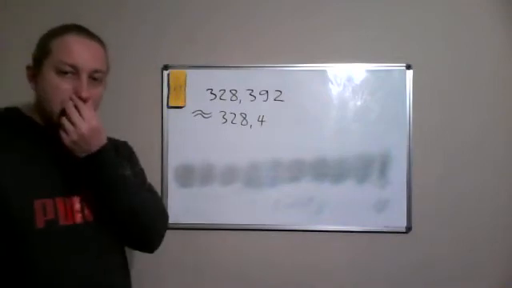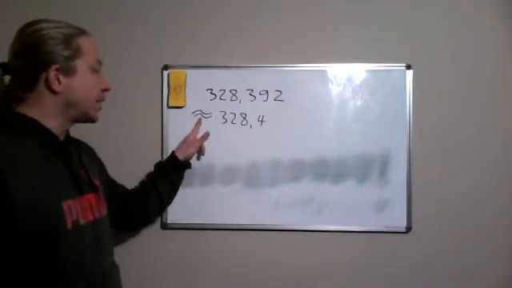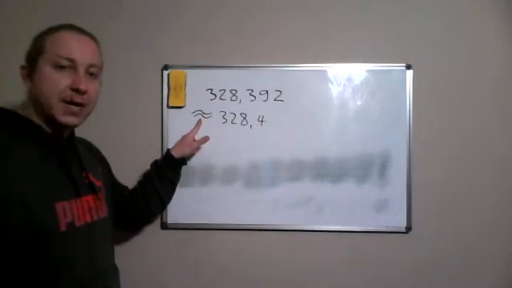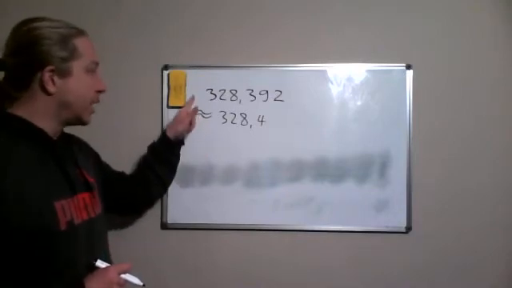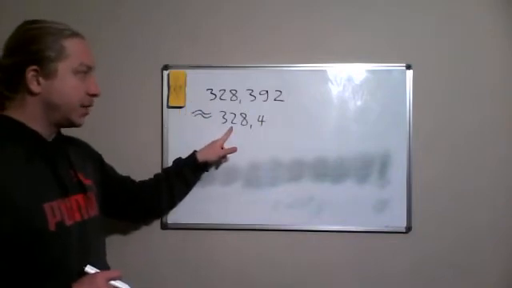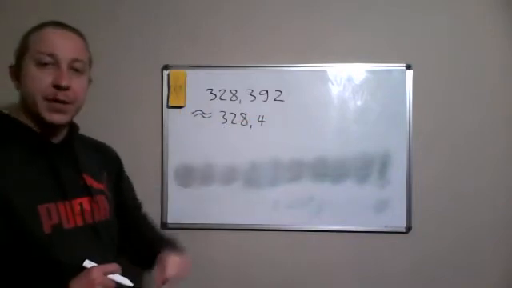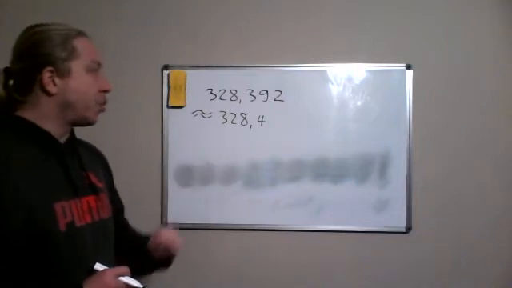Another thing to note is that this equal sign is not a normal equal sign. It's a wavy equal sign, meaning that it's an approximate value, because this number does not equal this number. We've chopped off a bit of it. So this is approximately.